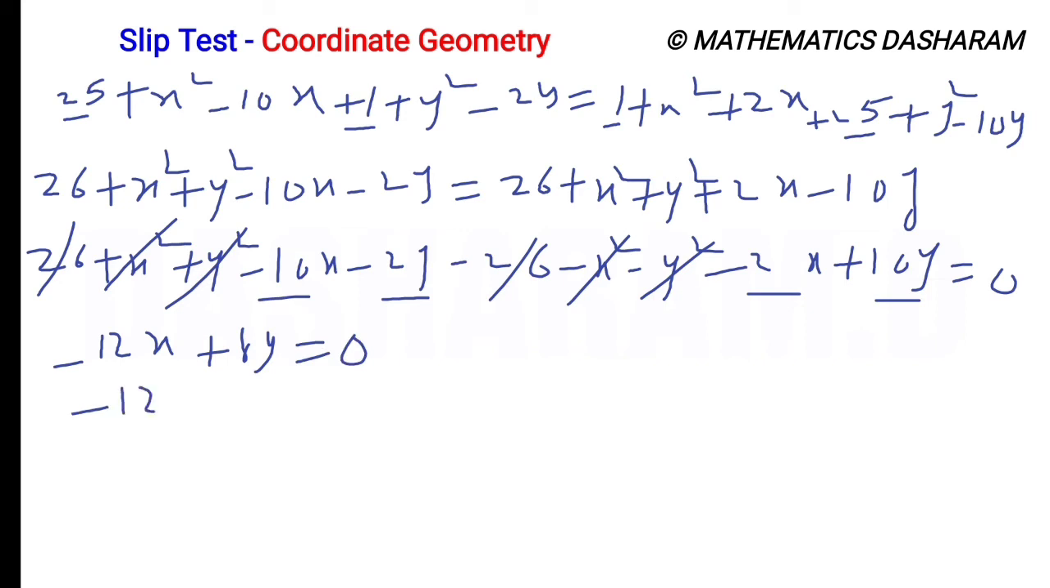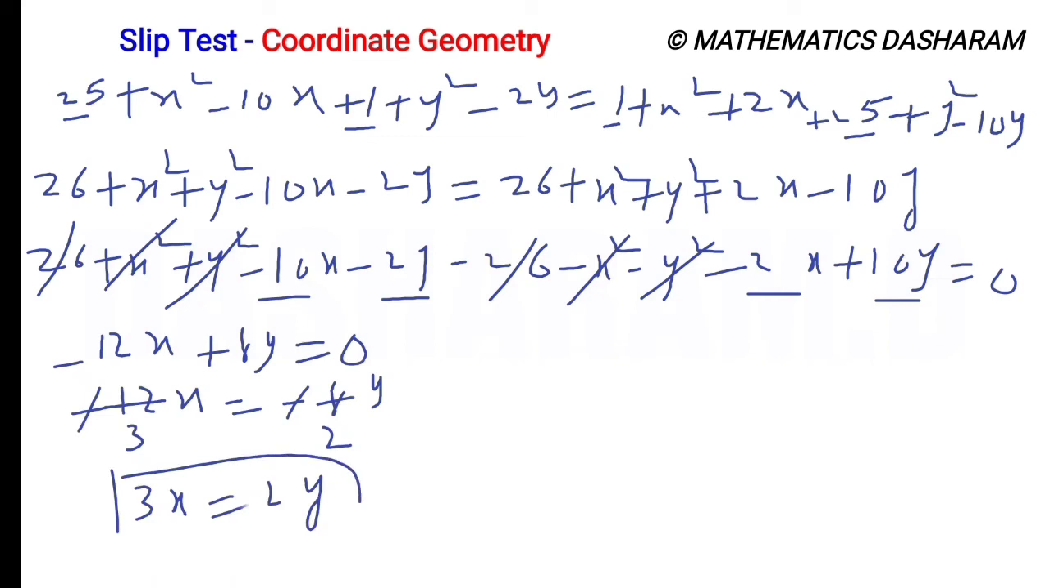So minus 12x and plus 8y transpose to the RHS side. So minus 8y, here minus minus cancel, and 2 sixes are 12, 4 threes are 12, 4 twos are 8. So 3x equals to 2y. So hence proved.